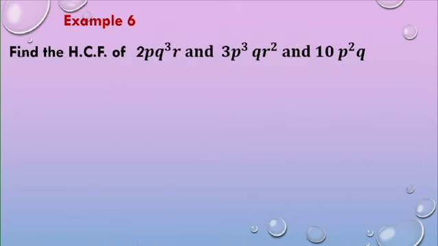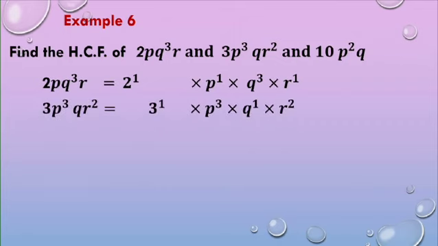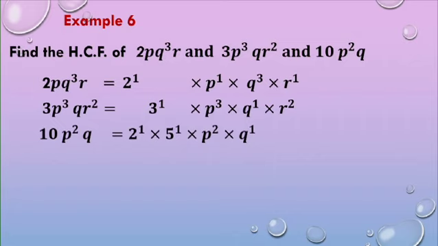We are going to find the HCF of the same three terms now using the second method, that is using index form. So we write these terms as a product of their factors written in index form. The HCF here will be taking the common factors with the least power. The common factors here are p and q, so the least power of p is 1 and the least power of q is also 1. So the HCF is pq.